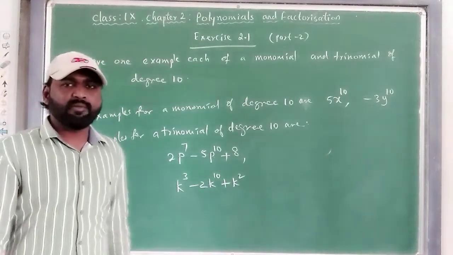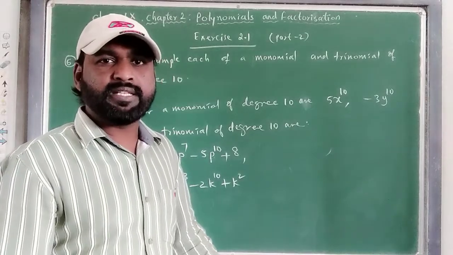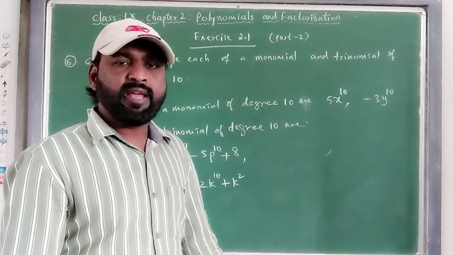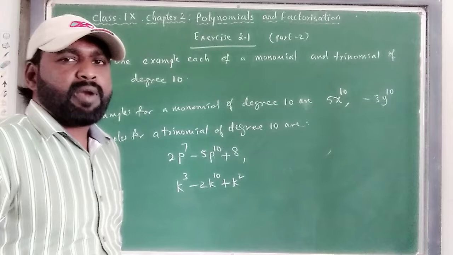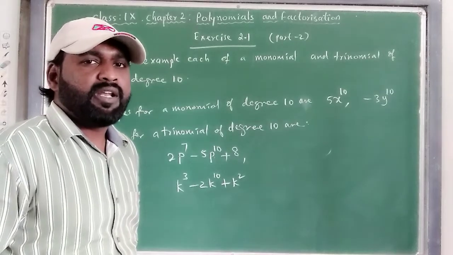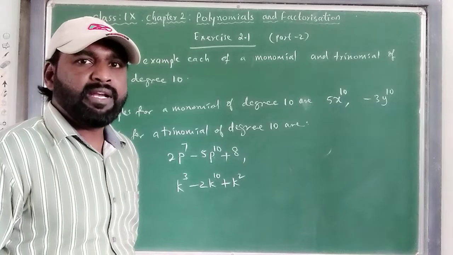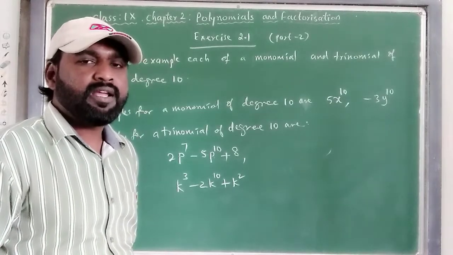Like that, any variable you can use, but the number of terms should be 3 to say it is a trinomial, and the highest degree of the variable should be 10. Hope you all understood all the problems of this exercise 2.1. With this we will conclude our exercise 2.1. When we meet in the next session, we will go with another topic. Hope you all understood today's session. Thank you very much.